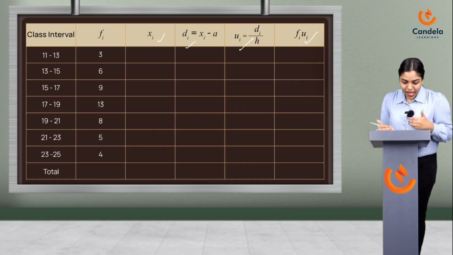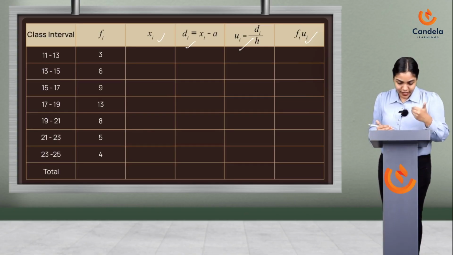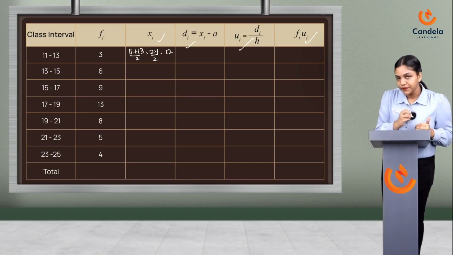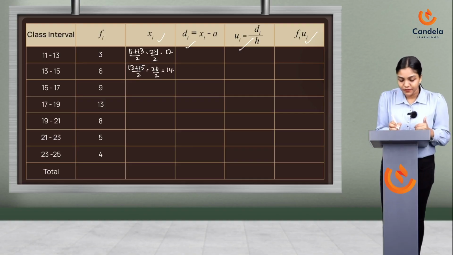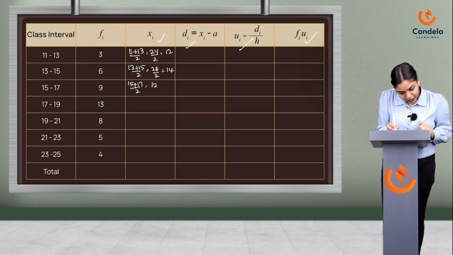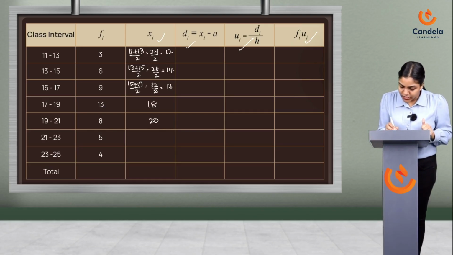Okay, that's it. So here we have the class interval. The first step we have to do is that we have to find the class marks. That is x's. It will be equal to 11 plus 13 by 2 equal to 24 by 2, which is equal to 12. Okay, next one. 13 plus 15 by 2, which is equal to 28 by 2 equal to 14. Next one, 15 plus 17 divided by 2, which is equal to 32 by 2. You will be getting it as 16. Continuing in this manner, you will be getting the class marks as 18, 20, 22 and 24.